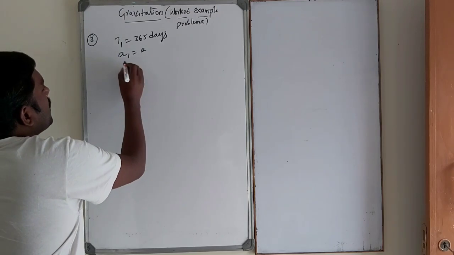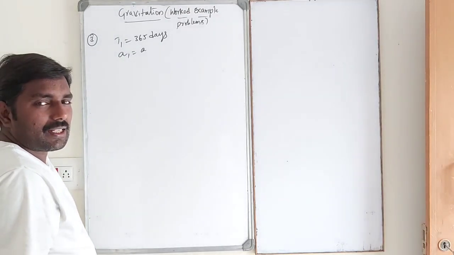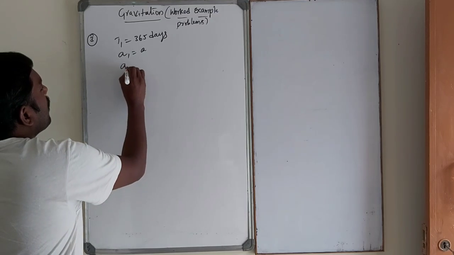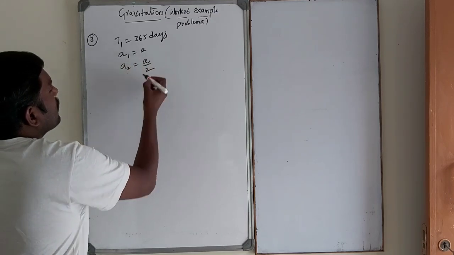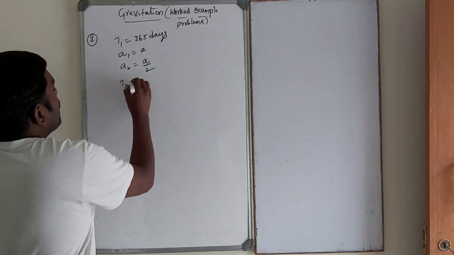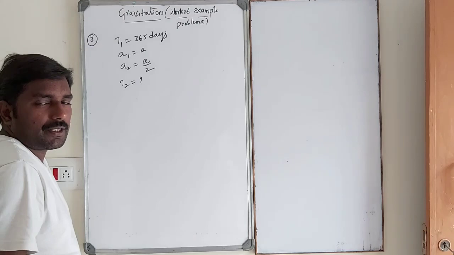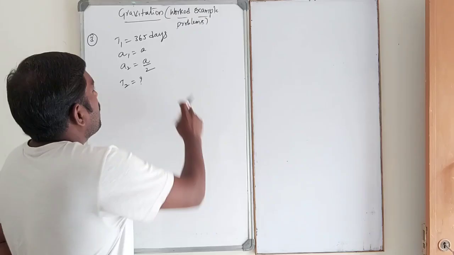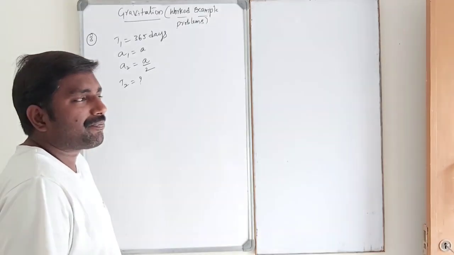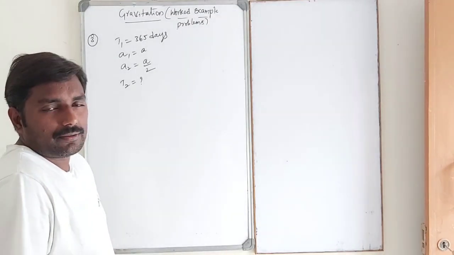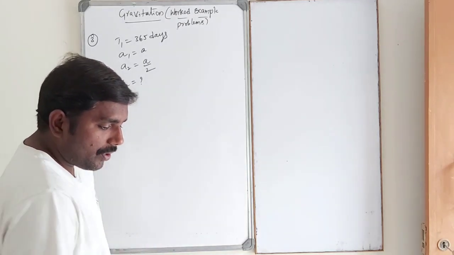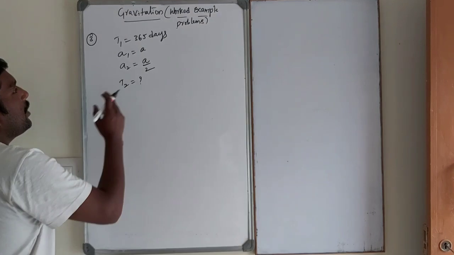So the distance between sun and earth were half of its initial value. So A2 is equal to A by 2. If the present year is 365 days and the distance between sun and earth is reduced by half, then how many days in a year? What would be the number of days in a year? T2 value, find out, children.